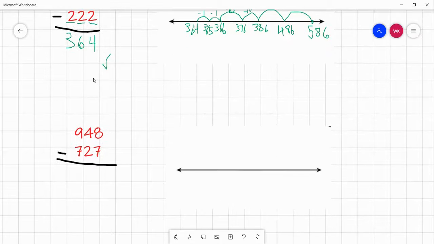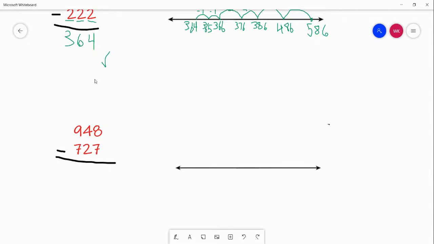All right, last but not least problem. You guys are going to pause this video and you are going to do this one on your own. So draw out your number line. Start with your bigger number, 948, on the right side of your number line. And then you're going to subtract your hundreds first. Then you're going to go to your tens place, subtract those. And then you're going to subtract your ones. So go ahead and pause the video, do this one on your own, and then press play when you are good because I'm going to go over this problem.